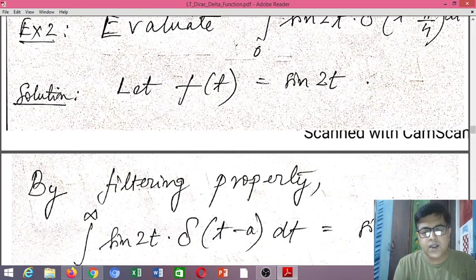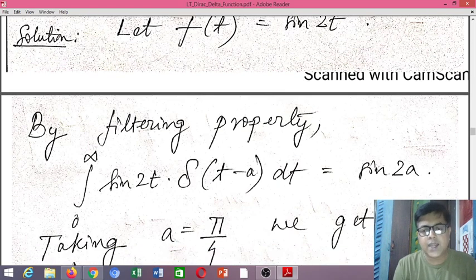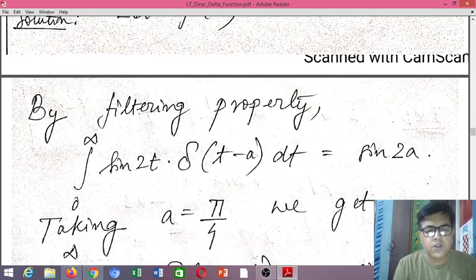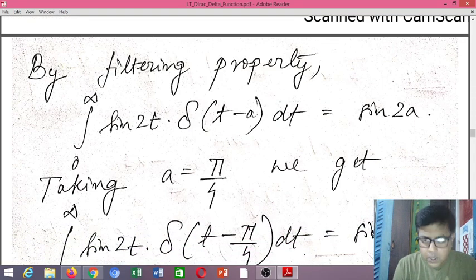So if we use the filtering property, integral 0 to infinity sine 2t into delta t minus a dt, what should we be getting? We should be getting f of a. F of a means sine of twice a in this case, because f(t) has been assumed to be sine t already. So we are getting sine 2a. So I can write integral 0 to infinity sine 2t delta t minus a dt is sine 2a. But here the question is delta t minus pi by 4. So that means your a here is nothing but pi by 4.